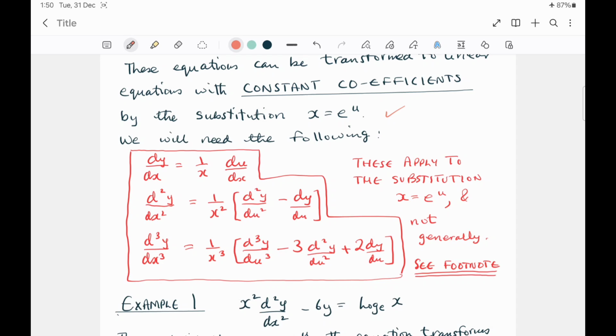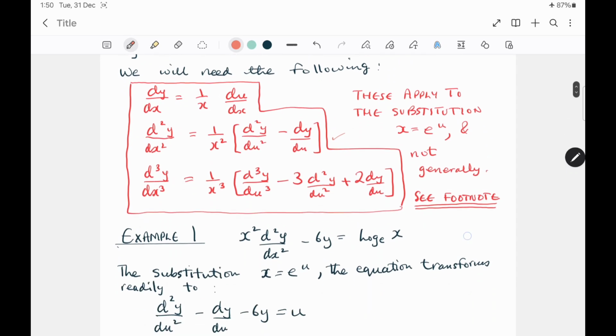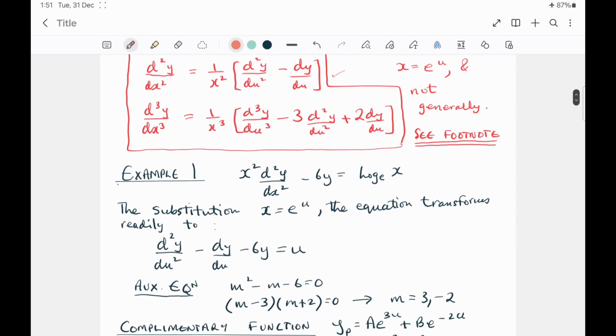d2y/dx squared equals 1 over x squared, bracket, d2y/du squared minus dy/du. And carrying on with that, d3y/dx cubed equals 1 over x cubed, and in brackets d3y/du cubed minus 3 d2y/du squared plus 2 dy/du. I haven't proved these, but I put these in, and I think sitting down and proving them will divert us from the main purpose of this particular little exercise, okay? I've written something in the footnote there which will help you to remember these a bit more easily should you ever need to use them.